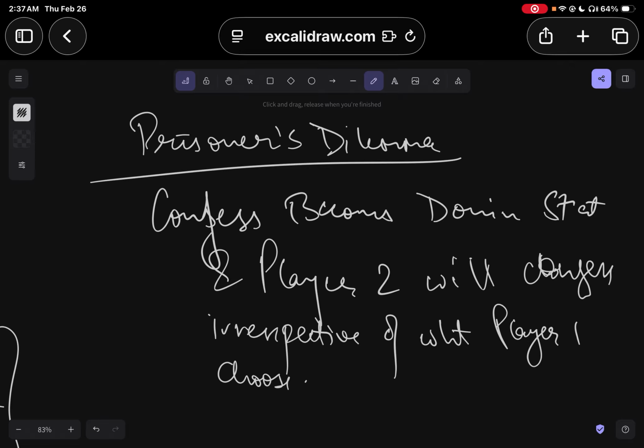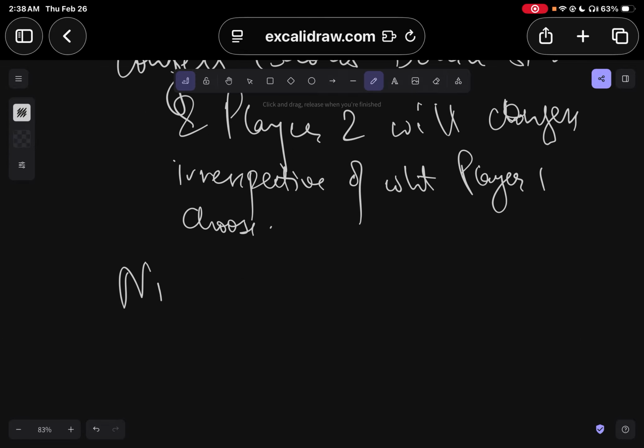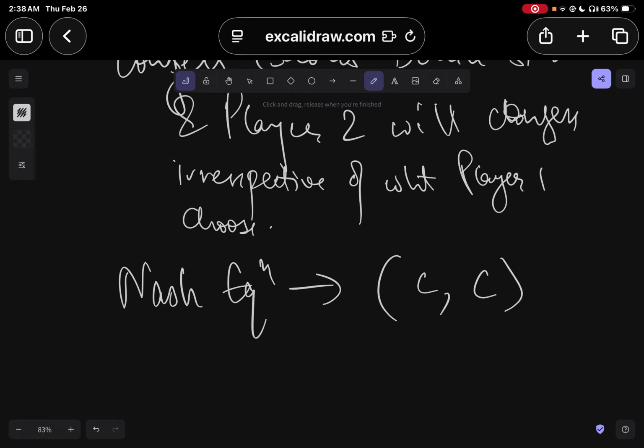So similarly, player 2 can deduce that if player 2 chooses confess, then the Nash strategy for player 1 is to confess, and if player 2 chooses not confess, then the Nash equilibrium strategy for player 1 is to confess. Therefore, the dominant strategy for player 1 is to confess. Given player 1 chooses confess, the best strategy for player 2 is to confess, and given player 2 chooses confess, the Nash strategy for player 1 is confess. Therefore confess becomes the Nash equilibrium. So as I told, confess becomes the Nash strategy for both of them.